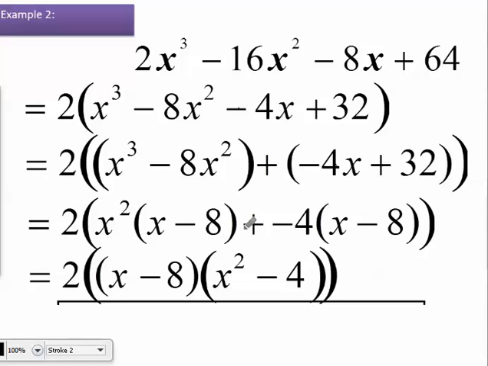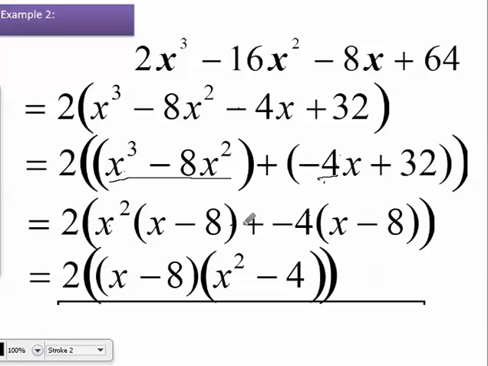Okay? So on this side, x cubed minus 8x squared. I see an x squared in both of those, so I'll pull out an x squared and I get an x minus 8. Over here, if I pull out a minus 4, it's going to give me the minus 4 times x and a minus 4 times negative 8. Why did I pull a minus 4 out?